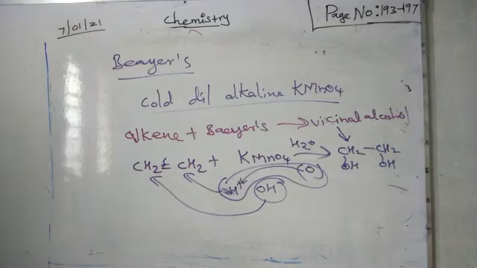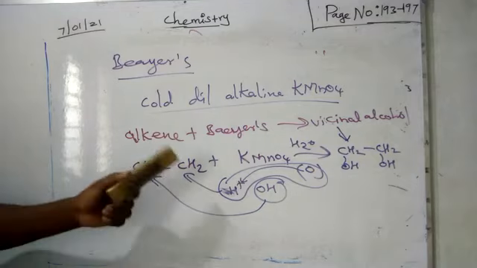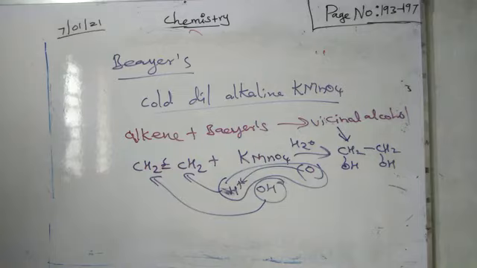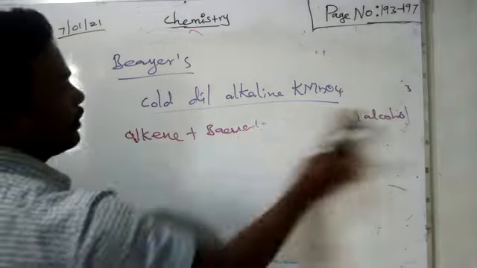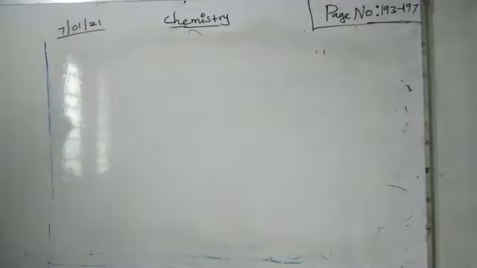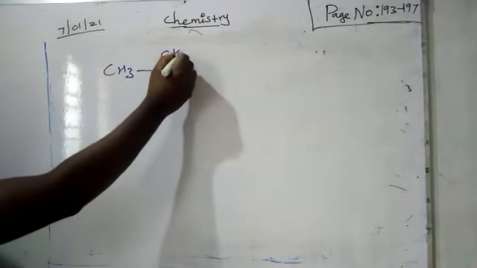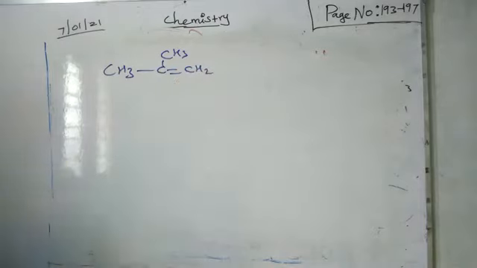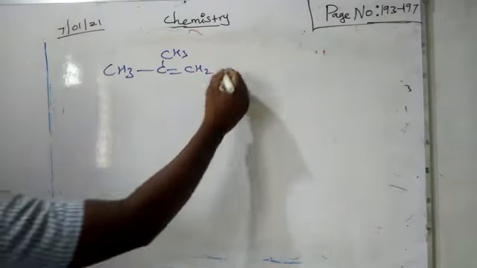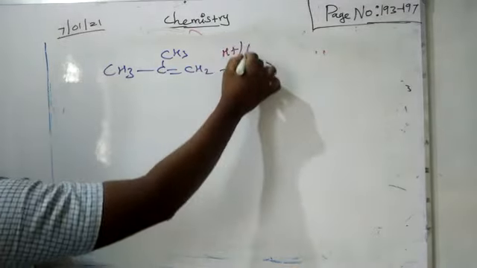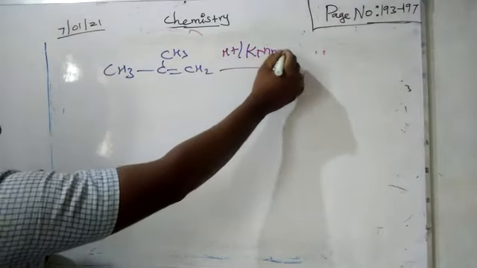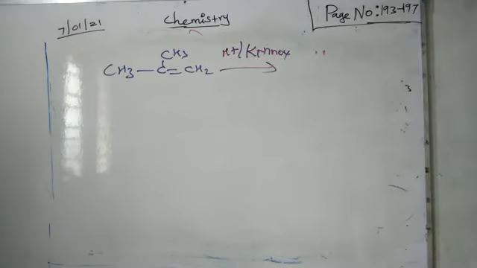Next, acidified KMnO4. This was alkaline KMnO4. In case you take acidified KMnO4, what type of product will be formed? Listen. Alkene reacts with acidified H plus KMnO4, acidified potassium permanganate, which produces ketone and carboxylic acid.